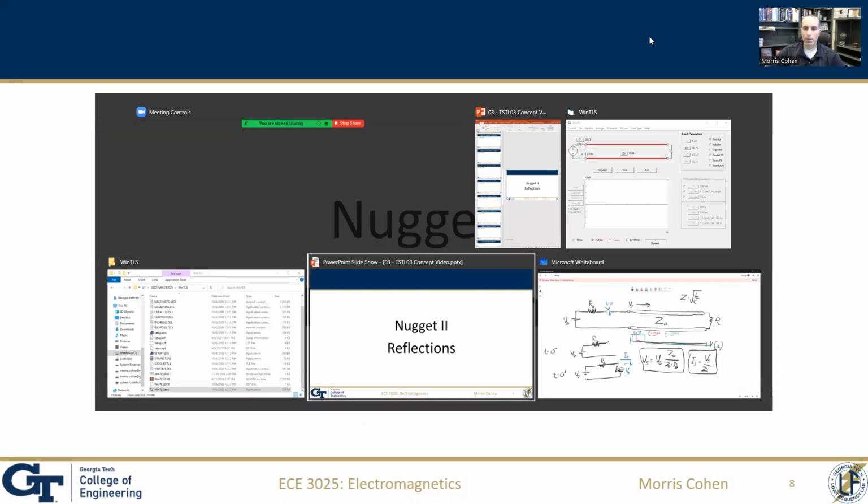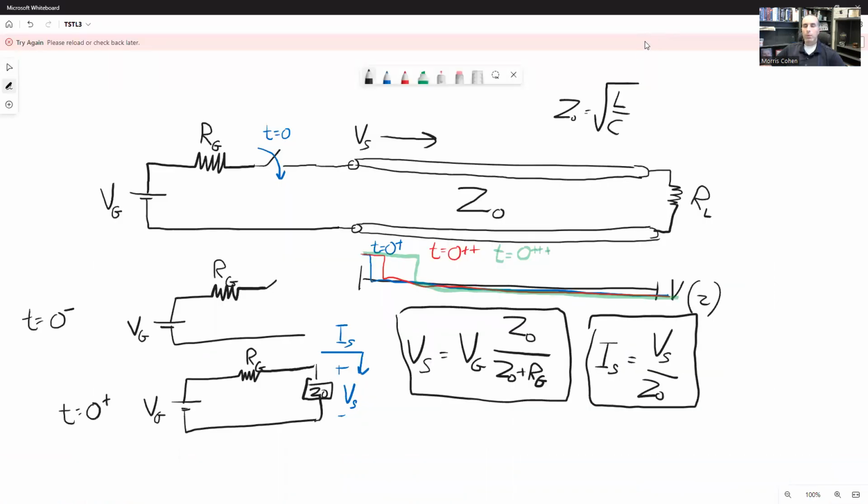Let me go back to my drawings here, right? The moment that this switch closes at t equals 0, this voltage and its internal resistance is going to create a voltage wave, which starts out at the source side and works its way toward the load. We know what the propagation velocity of that is going to be. It will be V sub P equals 1 over the square root of LC, where L and C are the inductance and capacitance per unit length of the transmission line.